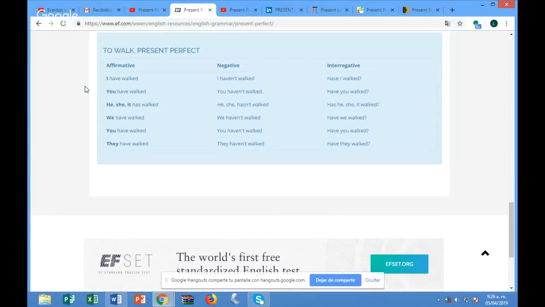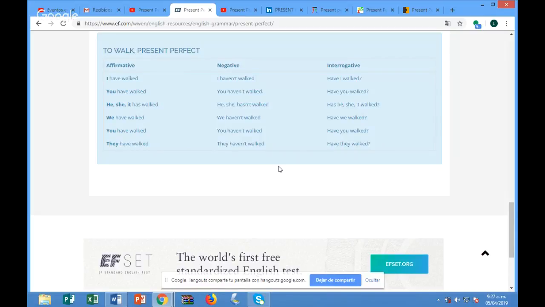Here I have some examples with the other person. I have walked. I haven't walked. Have I walked? You have walked. You haven't walked. Have you walked? He, she, or it has walked. He, she hasn't walked. Has she, he, or it walked? We have walked. We haven't walked. Have we walked? You have walked. You haven't walked. Have you walked? They have walked. They haven't walked. Have they walked? So for present perfect is very easy because the verb always is in third form.